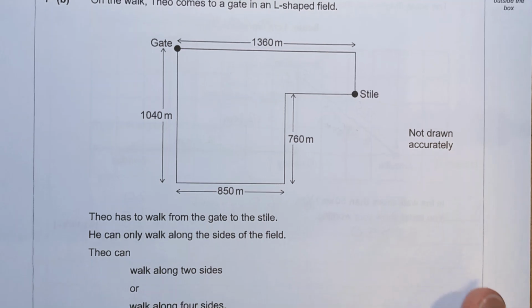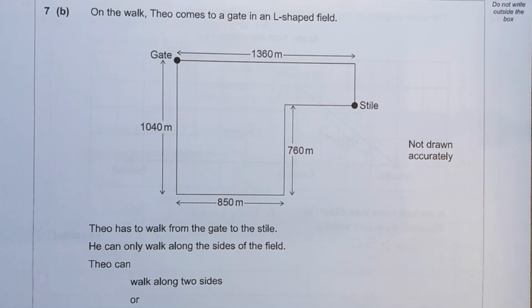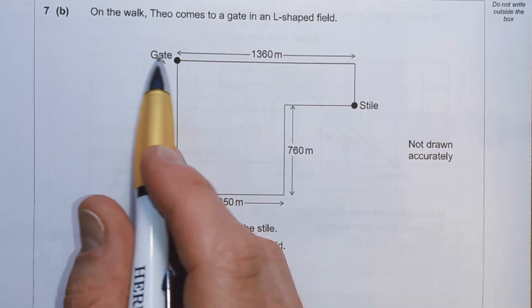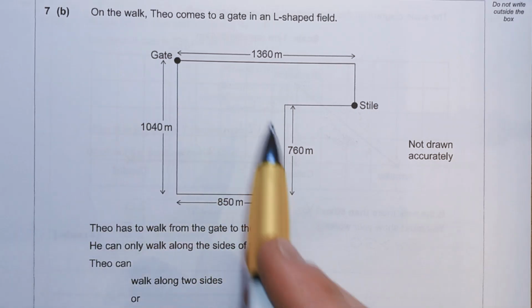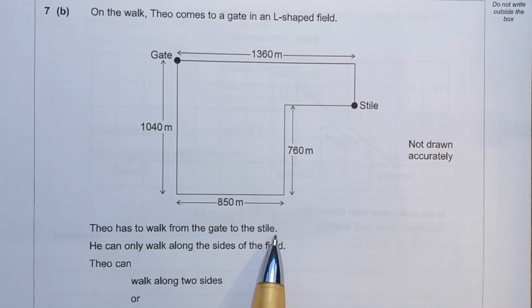Alright, question. Oh, we're not going to fit it all in. We'll have to move it up as we go along. Question 7b. On the walk, Theo comes to a gate in an L-shaped field. Here's the gate here. We've got the distances of some of the sides, and we've got a stile over here. Theo has to walk from the gate to the stile.